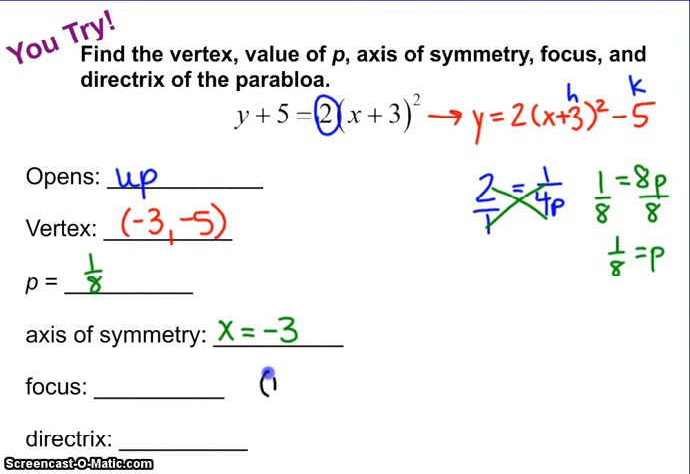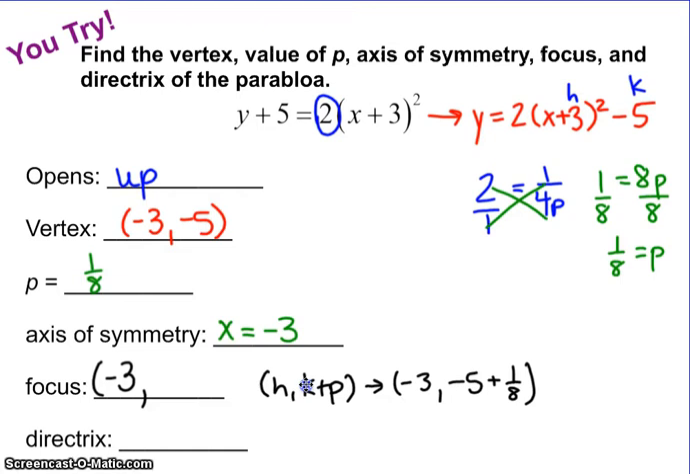All right, so I'm going to take that information and slide it over here to the side for the time being, because the focus is going to be h comma k plus p. So we know that h is -3, k is -5, and p is 1/8. So -3 cannot be simplified, so it's just -3. We didn't add or subtract anything to it. -5 plus 1/8 is -39/8. Okay, you could just type this in your calculator if you're not good with adding fractions, but -5 plus 1/8 should give you -39/8.